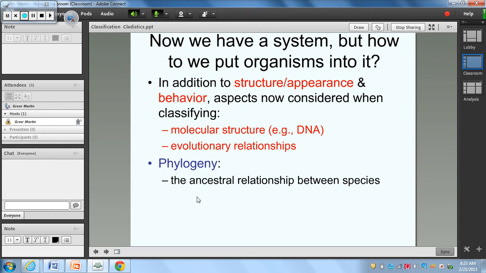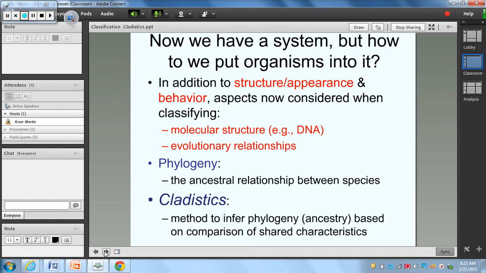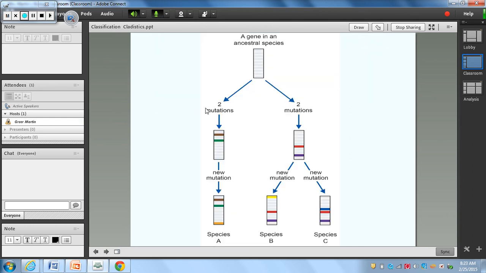the phylogeny, which is the ancestral relationship between species, which is what we're going to be looking at in the cladistics part, where you're going to be creating your own cladogram. So this is the method to infer the phylogeny, or ancestry, based on comparison of shared characteristics. So here is an example of how DNA has helped with the classification system.